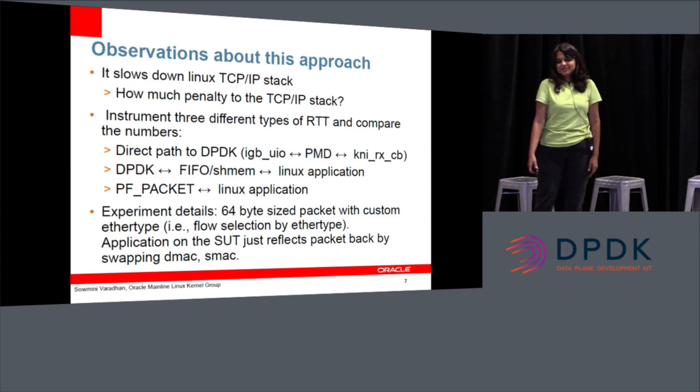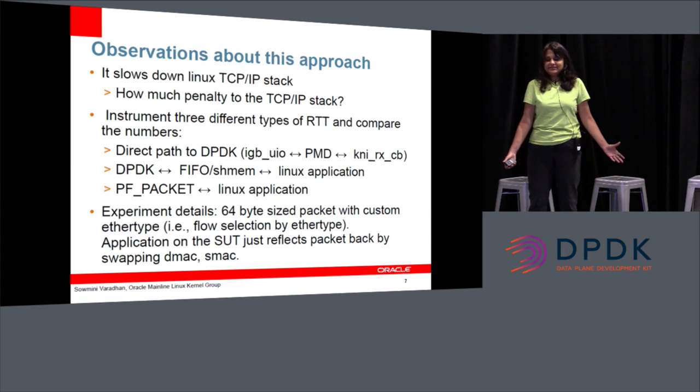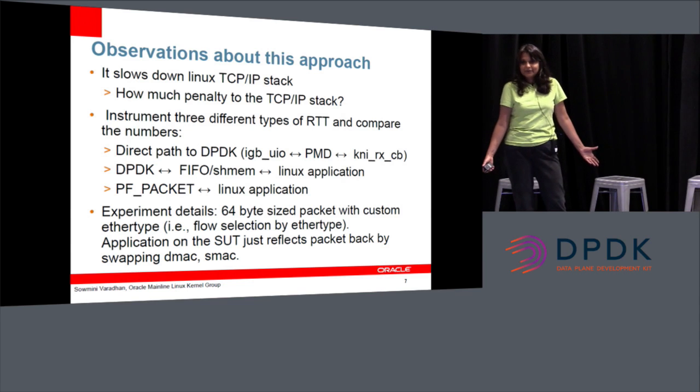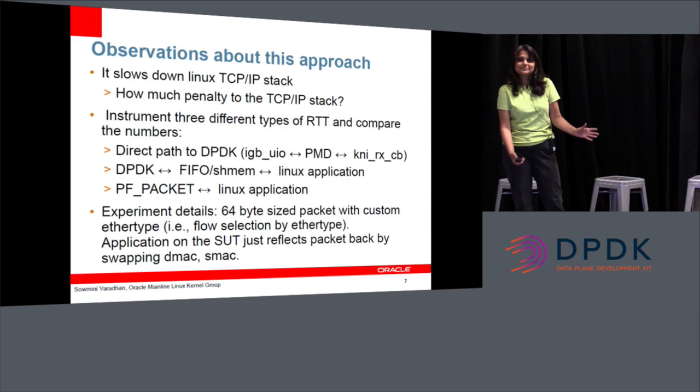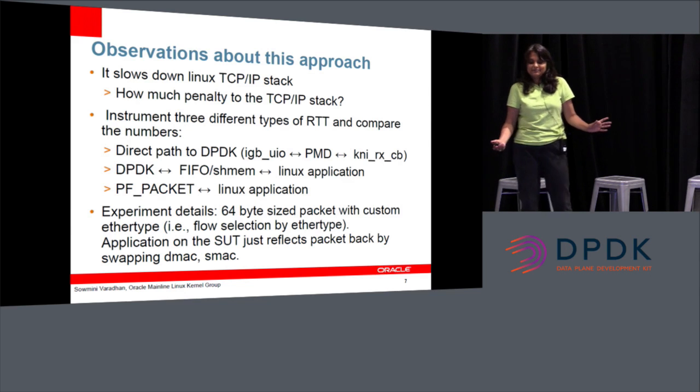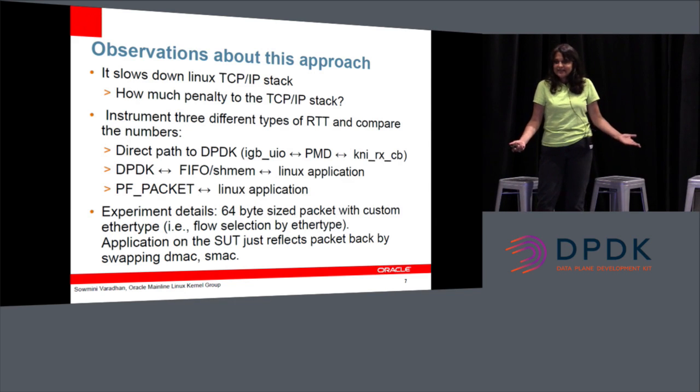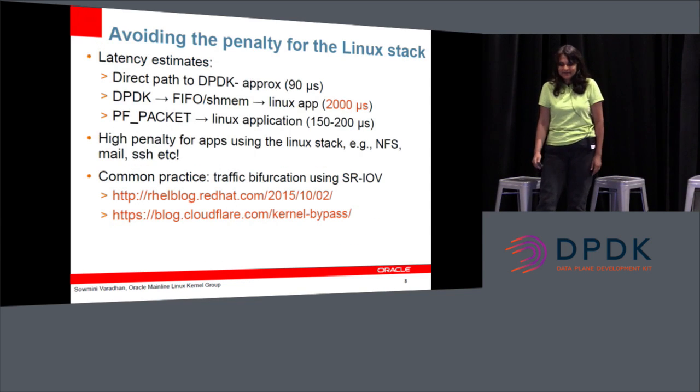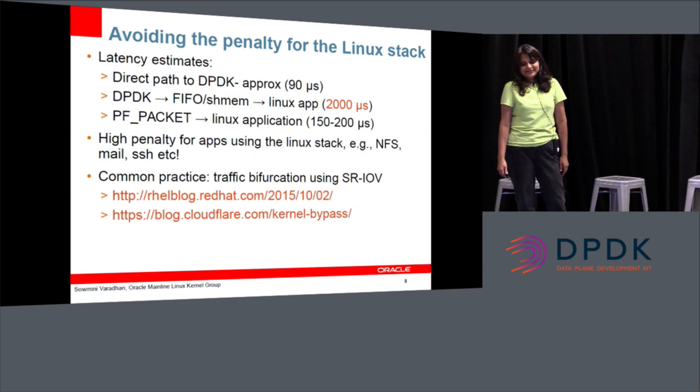So other details about this experiment, they were small size packets, 64 byte size packets. What I was using to match on the flow was an experimental ether type, so it was a very simple pattern match, no deep packet inspection involved. And as I said, the application was not doing anything special. It was just reflecting the packets back. And these were the latency estimates.